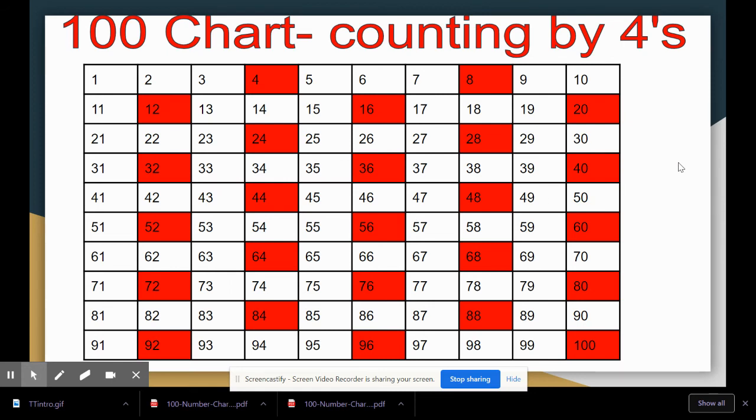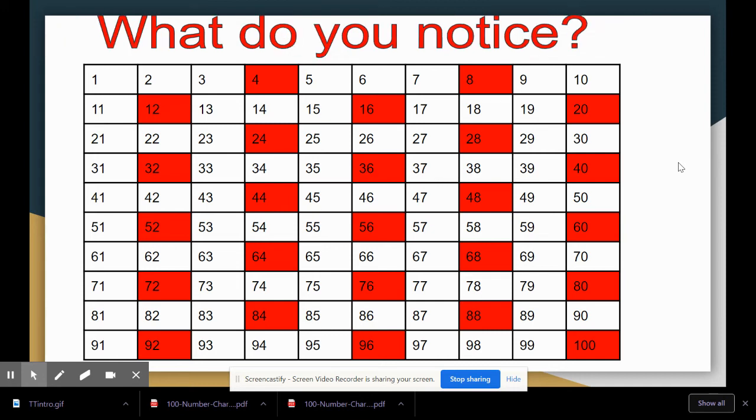What about counting by fours? How does this compare to the twos chart? You can stop the video and look. Do you notice any patterns here? Going across, going up and down? Are they only even numbers? Are they even and odd numbers?